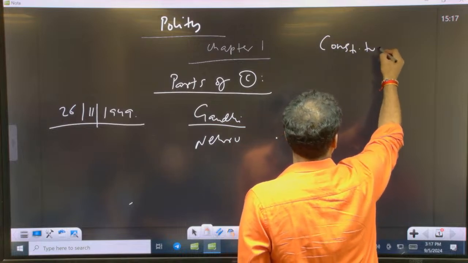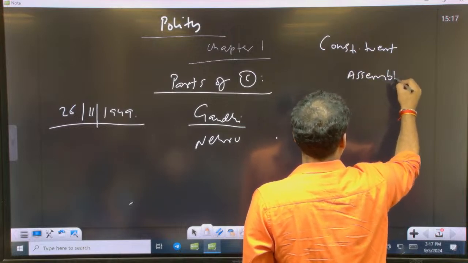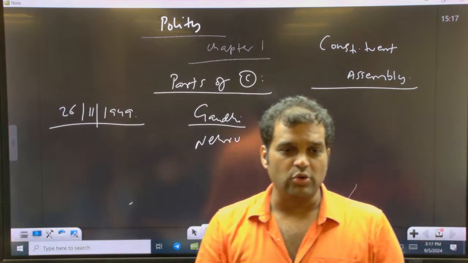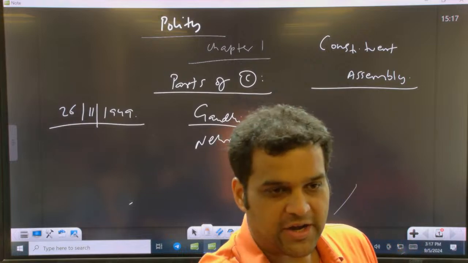So all these people were freedom fighters and they were part of what was known as Constituent Assembly. One of the main purposes, one of the main tasks of Constituent Assembly was to frame a new constitution for independent India.